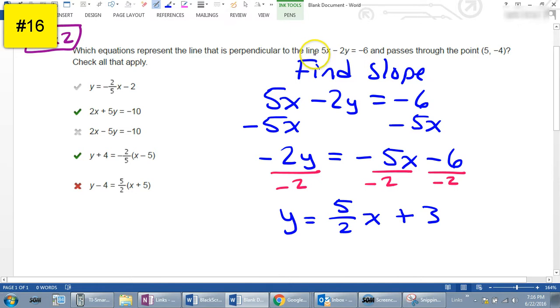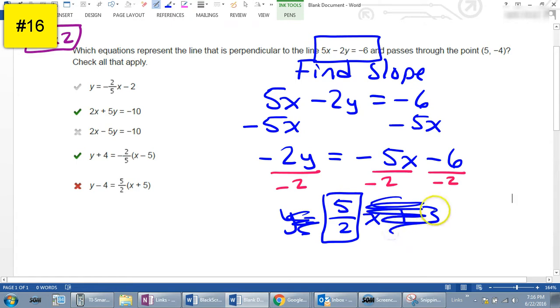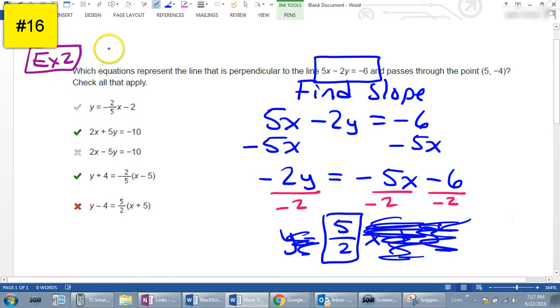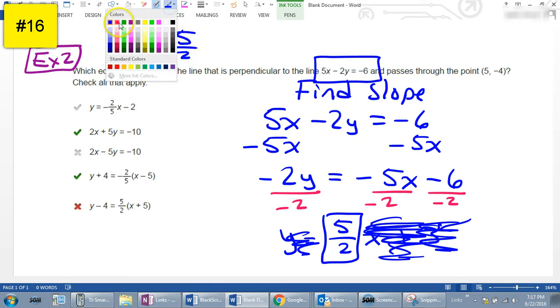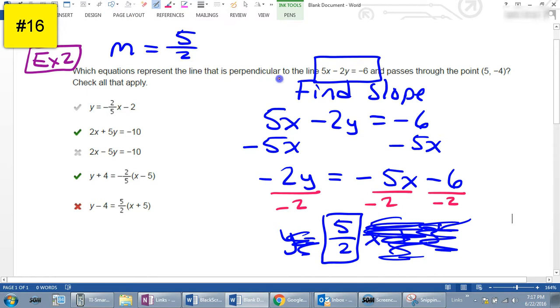Now, this is the same as the original equation. Now, this is not the line that we want. We want a line that is perpendicular to this. So look, all we really care about is the slope, 5 over 2. The rest of it doesn't matter. The 3, the y-intercept, that doesn't matter. All that matters is that the original line that they gave us had a slope of 5 over 2. Now they're telling us they want a line that is perpendicular.